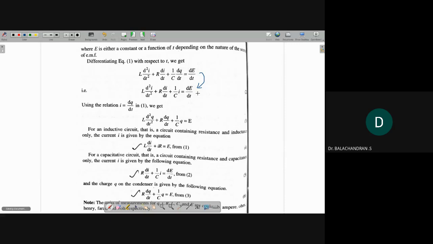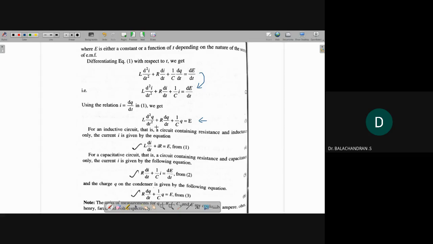Now, using the relation I equal to dq by dt in equation 1, replace I by dq by dt and you will get equation number 3. Please check it.